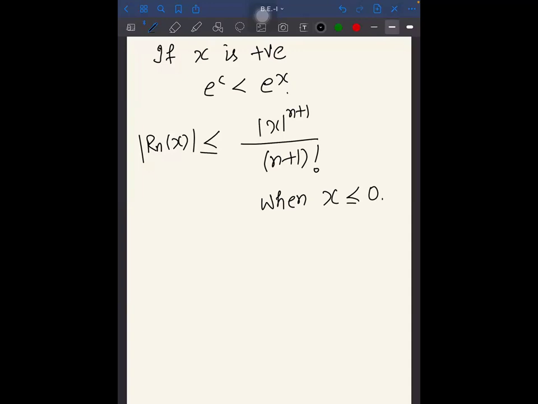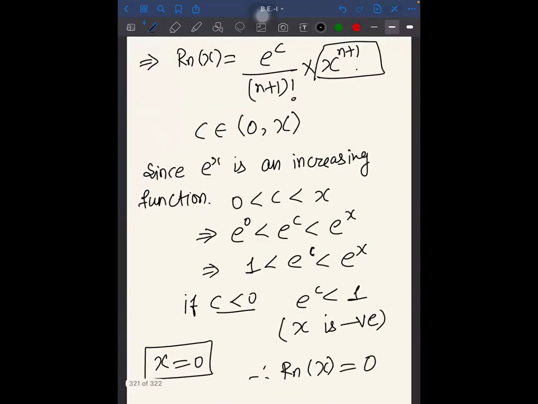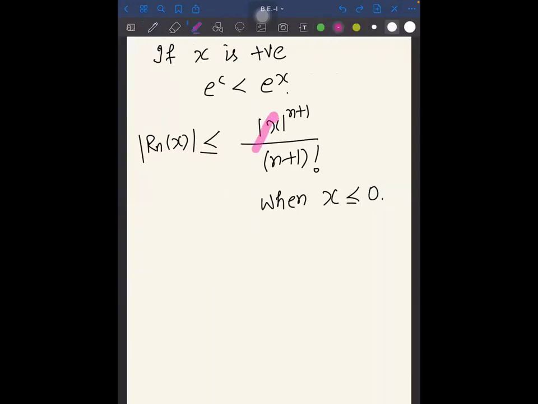Tell me, is it fine or not? Look, it's a simple point. If x is negative, then e raised to the power c will be a number that becomes smaller. If you take e raised to the power of something negative, the reciprocal comes. So the reciprocal will reduce the number. If you remove that part e^c, then your number will become bigger. So this term is bigger than your Rn(x).